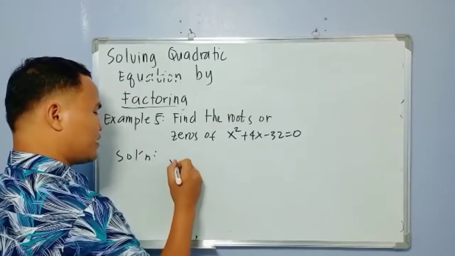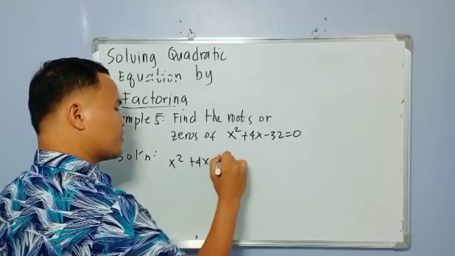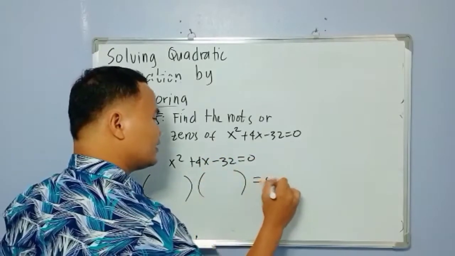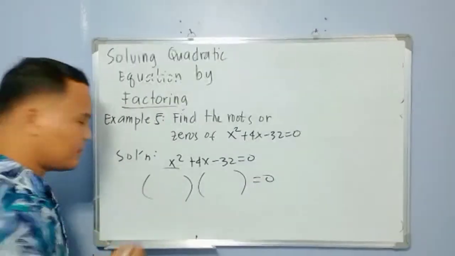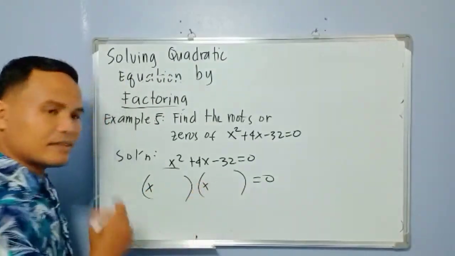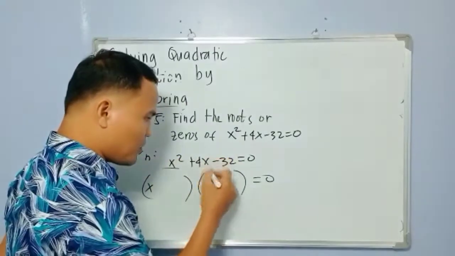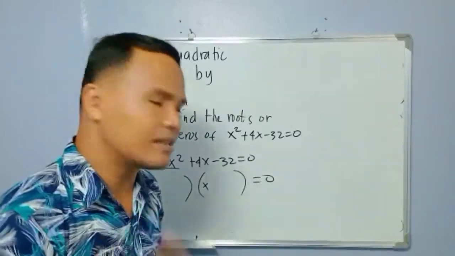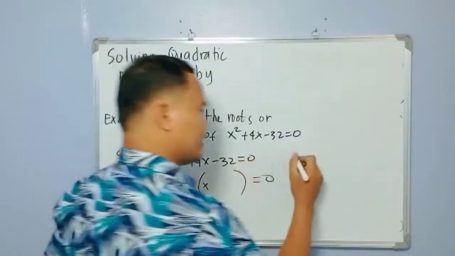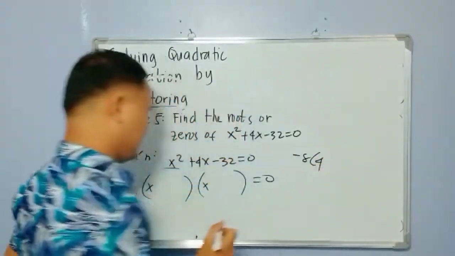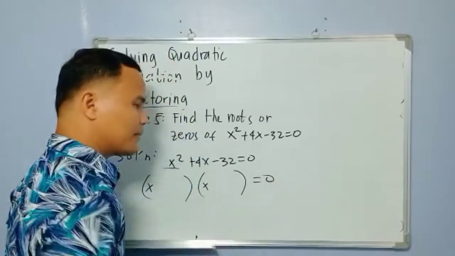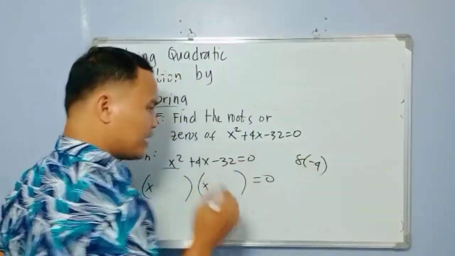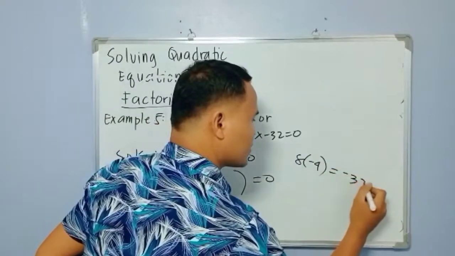Solution: x squared plus 4x minus 32 equals 0. Create two parentheses here. Factors of the quadratic term are x times x. Then, what are the factors of negative 32 that the sum is 4? Negative 8 times 4. No, it's not negative 8 times 4, but it is 8 times negative 4. 8 times negative 4, the result is negative 32.